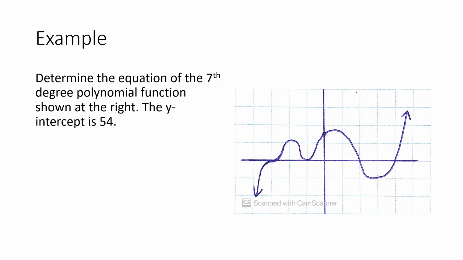This question here asks us to determine the equation of this 7th degree polynomial. Well, when you look at this, first thing you might say is, okay, we're going to put an a here. I know I've got an intercept at x equals negative 3, and I know I've got an intercept at x equals negative 1, and an intercept at x equals 2, and an intercept at x equals 4.